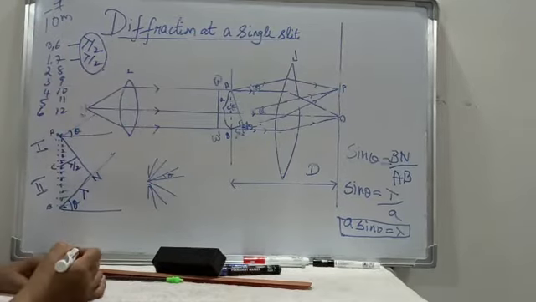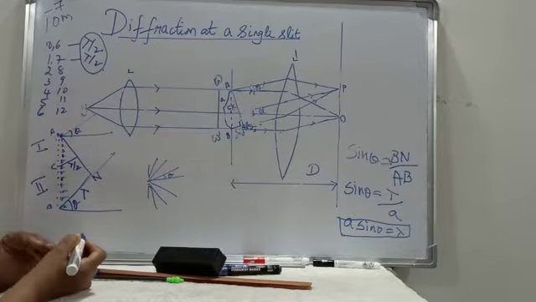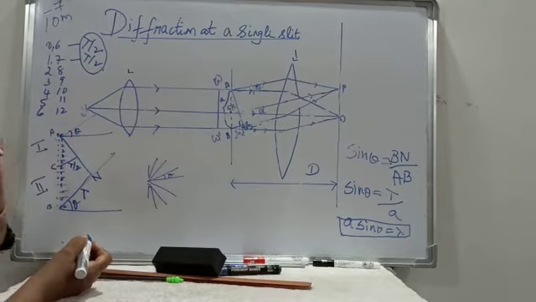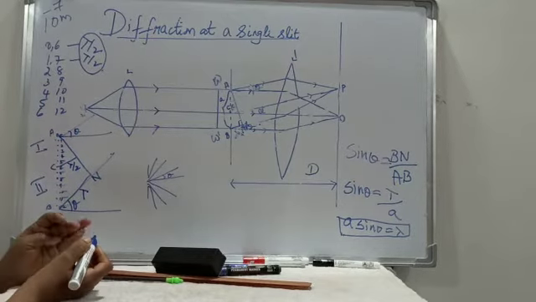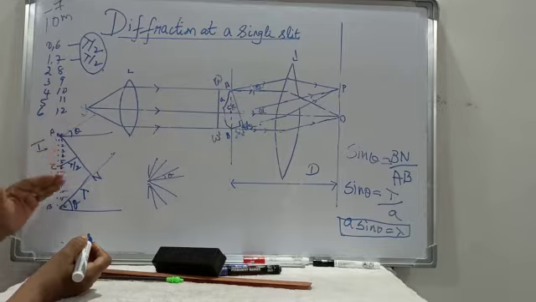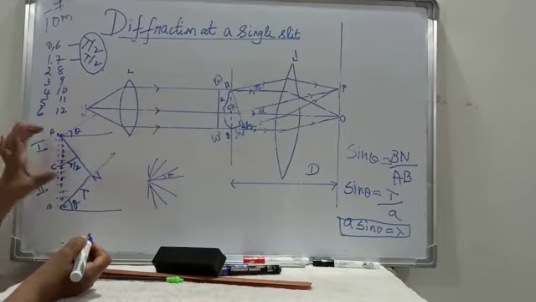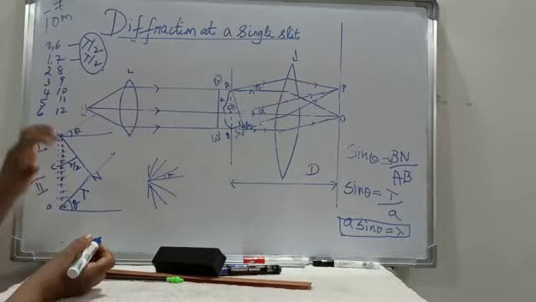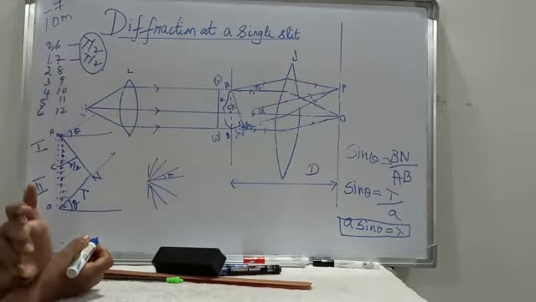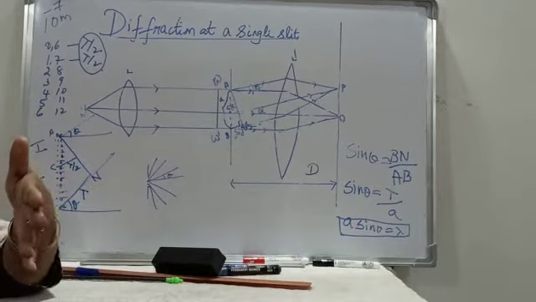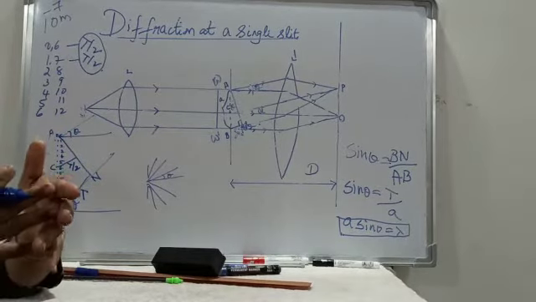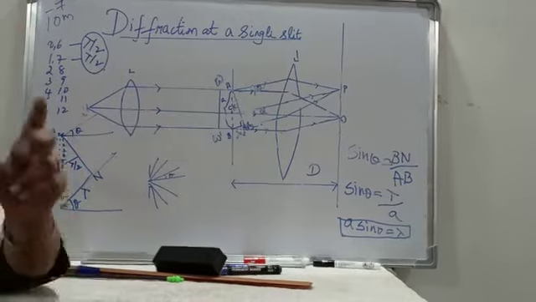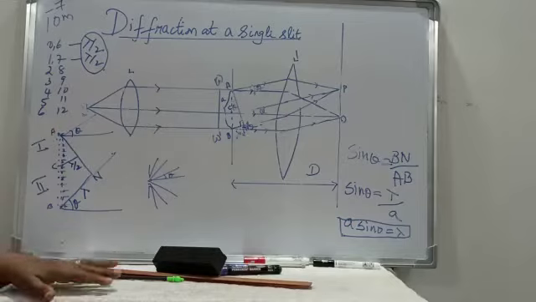This shows that for each point in the upper half, we have divided the slit into two equal halves. For each point in the upper half, there is a corresponding point in the lower half which interferes with a path difference of lambda by 2. So when two waves are interfering with a path difference of lambda by 2, you expect a maxima or a minima. We have already studied this under interference.